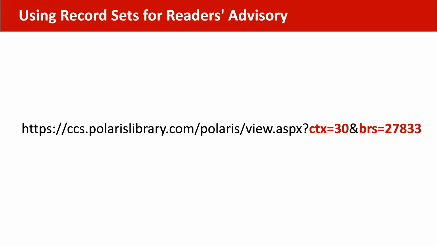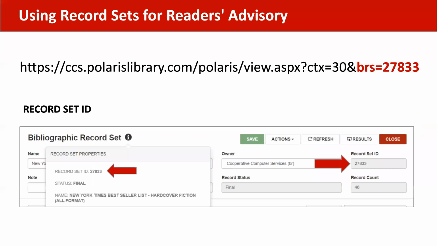There are two elements in this URL that you will need to modify when you create a link. First is your branch ID, and second is the record set ID. Let's start with the record set ID since we're already familiar with that. At the end of the URL is an element that says BRS equals, and BRS stands for bib record set. So you want this to equal the record set ID number.